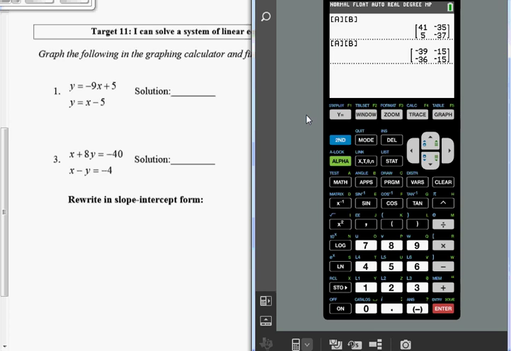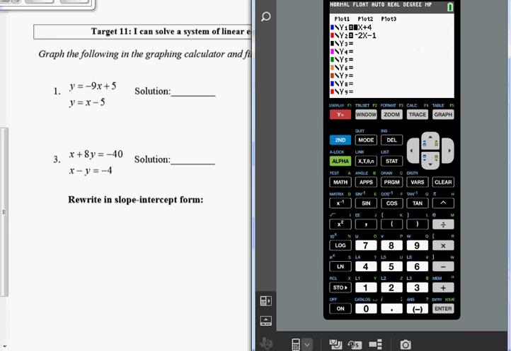To graph 2 lines, we hit y equals in the top left of the graphing calculator. If you have any equations in there, clear them out. I'll put our first equation in, so -9x. Remember, x is up the top left part of your graphing calculator on the x, t, theta, and n button, and then +5. Scroll down or hit enter. We also have x -5. We'll hit graph in the top right of our graphing calculator. It will graph our 2 lines for us.